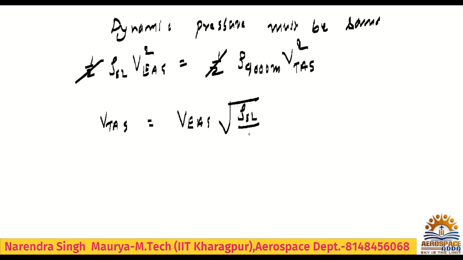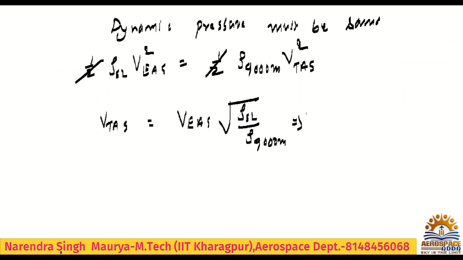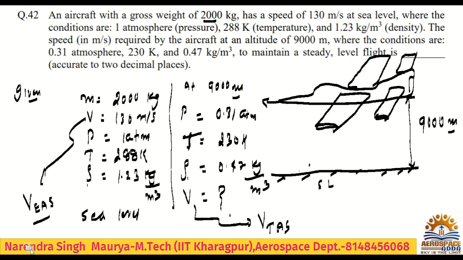sea level density divided by this density. What is the equivalent airspeed? Here it is given, let me check. It is nothing but 130, no? So it is 130 and root, what is the sea level density? I think 1.23 and 0.47.